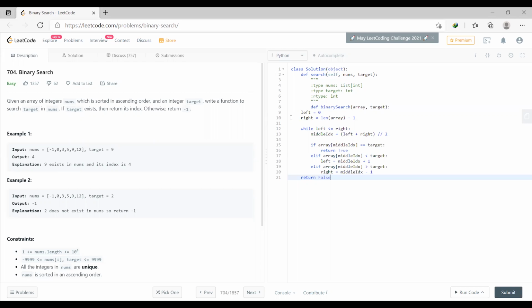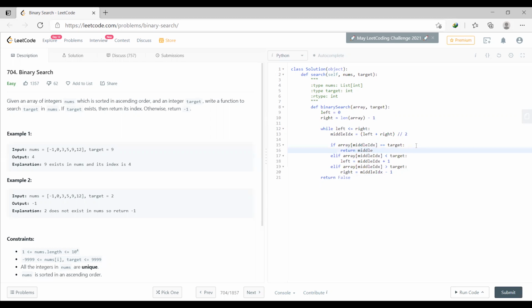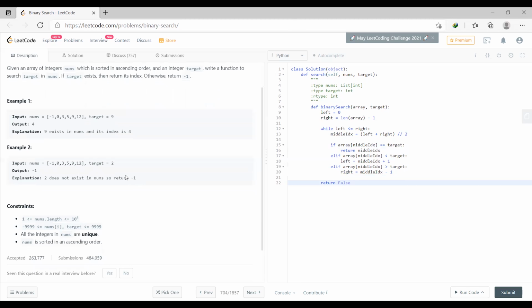So I'll just paste our solution here and modify our solution to return the index of the target element if found. So instead of returning true, I'll be returning the middle index. That is, our middle index will be the index of our target element. And instead of returning false, that is, whenever my target is not present in the array, I have to return -1. So instead of false, I'll be returning -1.